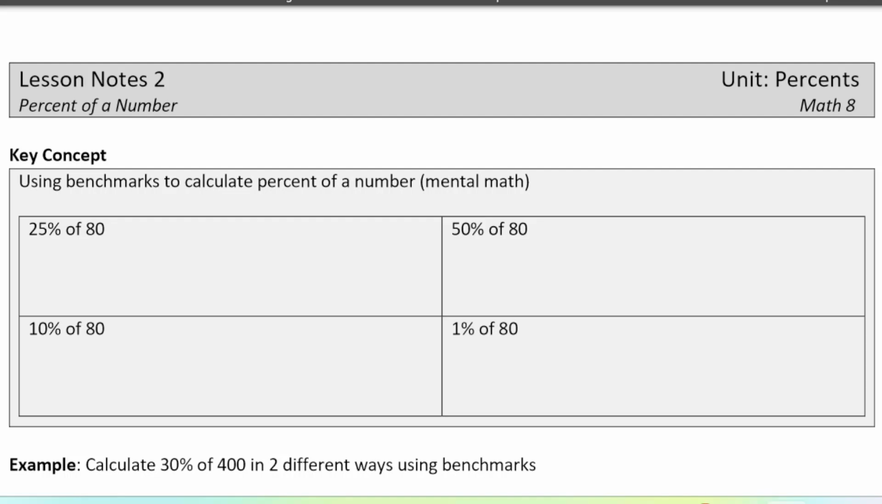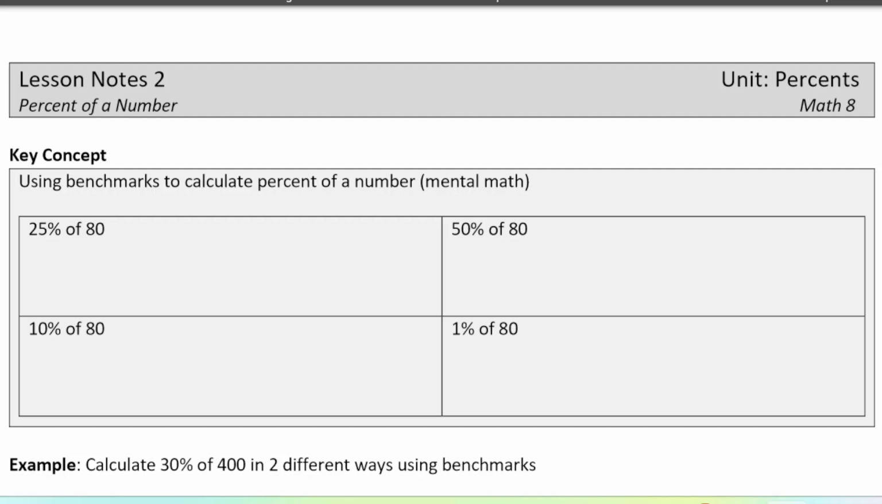Right, this is lesson 2 in the percents unit of Math 8. We are looking at percent of a number today, and we're going to start with mental math because it is important to be able to calculate percentages on the fly, especially with easy numbers like 10%, 1%, 50%, that kind of thing. And then we'll get into the calculations where we'd want to use a calculator in a minute.